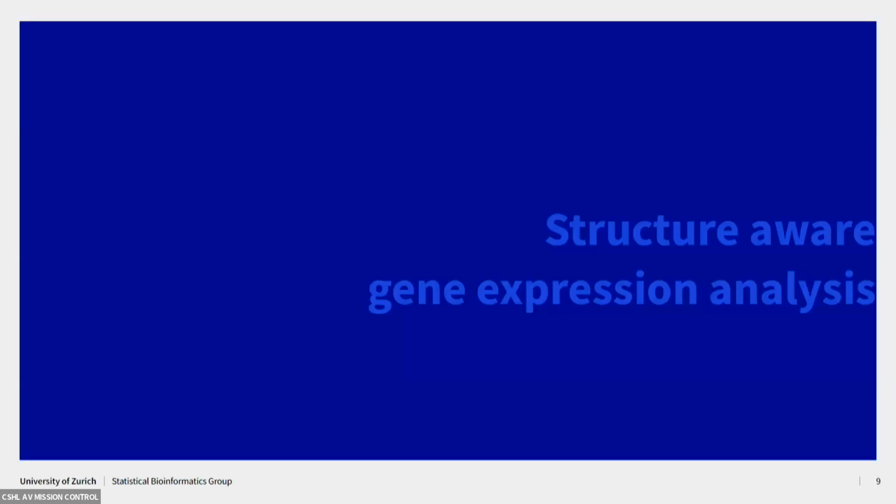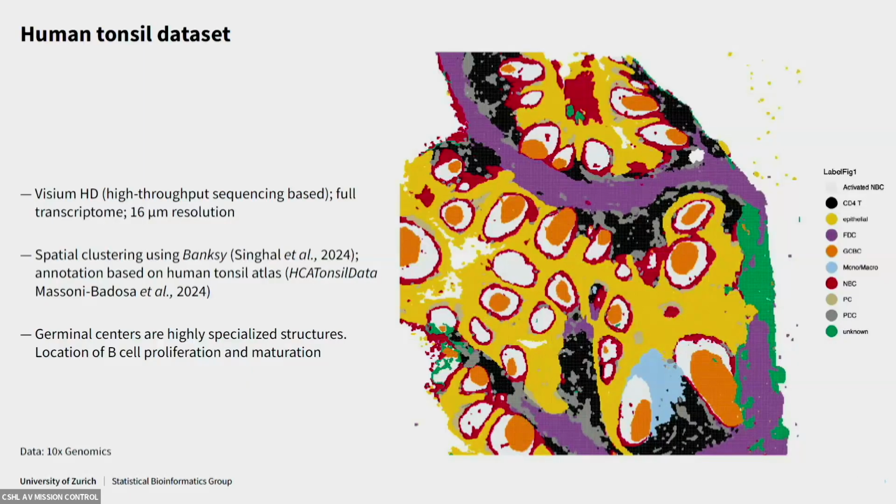And the second example I want to show is a bit different. I want to show a gene expression analysis that is aware of these anatomical structures. And for this, I switched to a Visium HD dataset, a dataset that was just introduced before. Here I work on the 16 micrometer bin, so even larger. And this is the human tonsil, and all these small blobs you see here are germinal centers. So the orange and the gray ones.